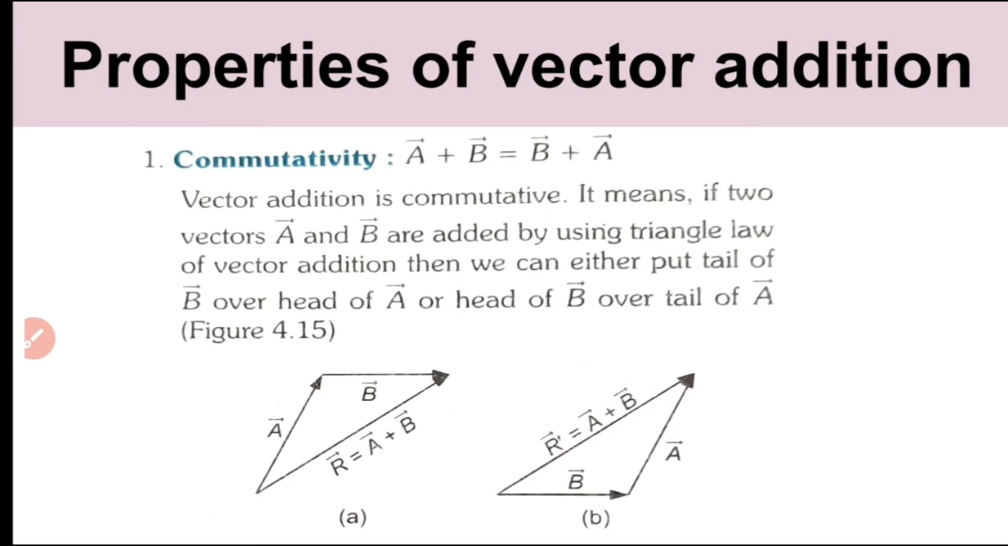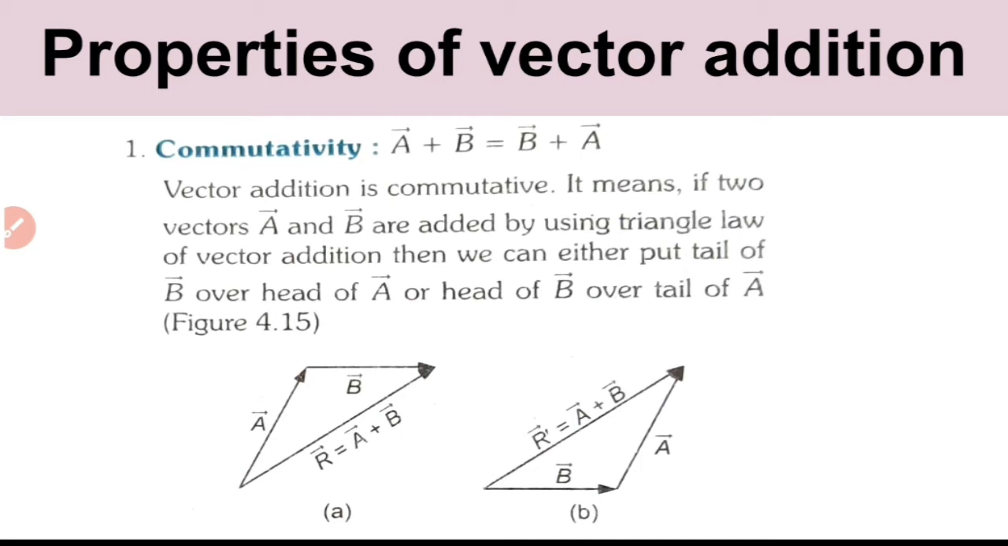Now let's discuss the properties of vector addition. The first property of vector addition is commutativity. What do you mean by commutativity? Commutativity means vector A plus vector B is equal to vector B plus vector A. Whether vector B is added to vector A, or vector A is added to vector B, whichever way you take the sum, the resultant will be the same. That's what we mean by vector addition being commutative.